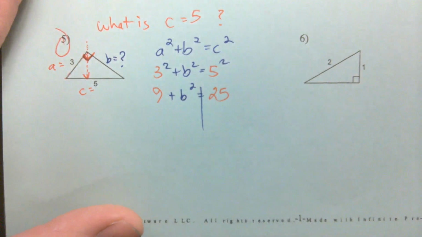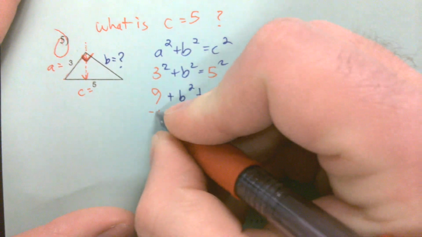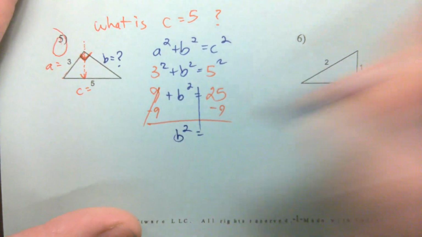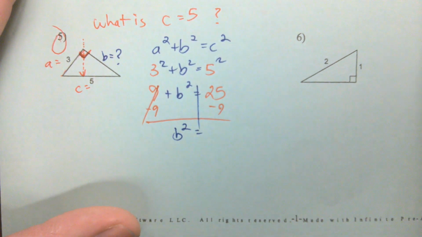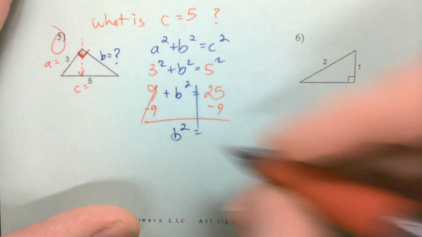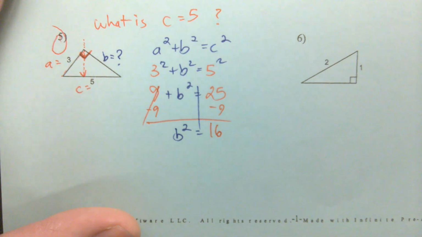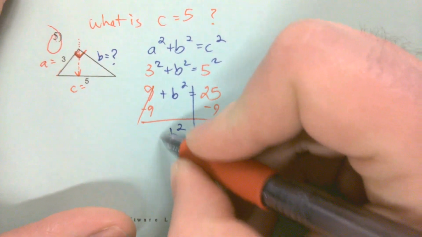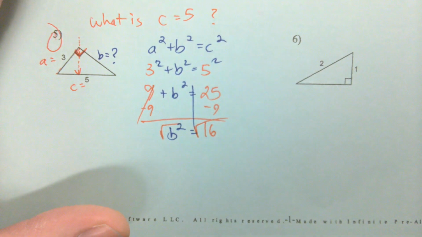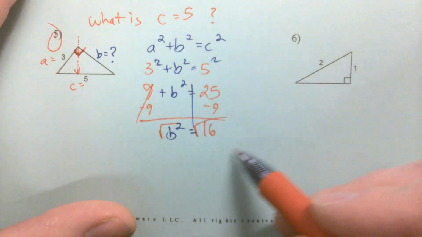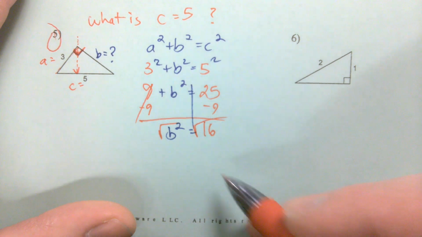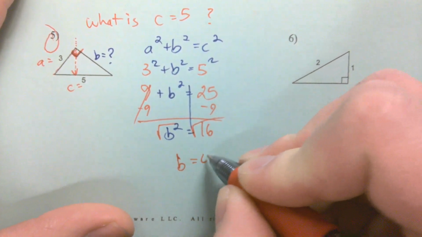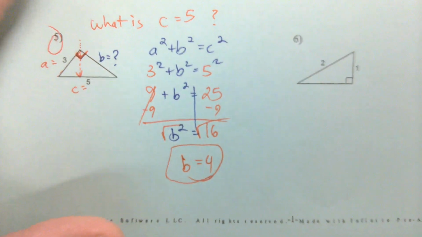Sorry, what do I do from here now? Subtract 9 from both sides. Perfect. What am I left with? B squared equals what? 16. Perfect. Is that my answer? No. What's the last thing I have to do? Square root both sides. Is the square root of 16 going to come out nice and even? Yes. What is the square root of 16? 4. So we get B equals 4.